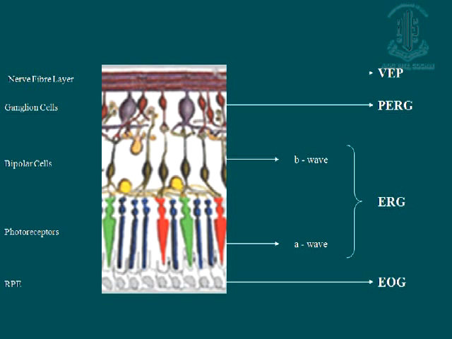If you're looking clinically, you find that the pathology is in the RPE, you do the EOG test. If you see it's more of a retinal pathology, you'll do an ERG test. If it's more superficial retina, you'll do the VEP or the pattern ERG tests.